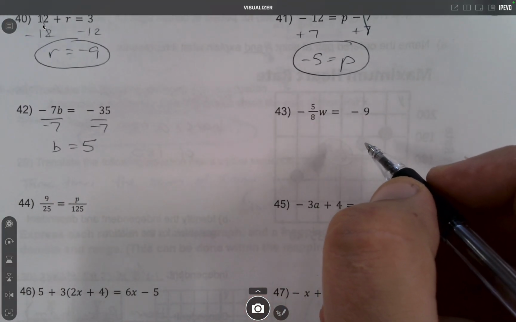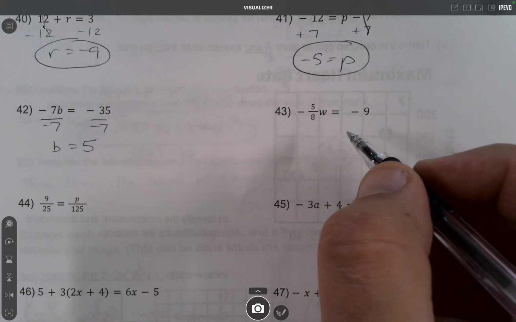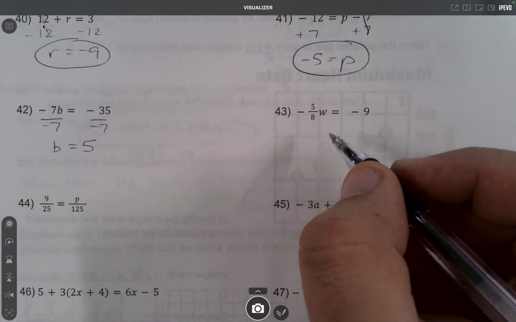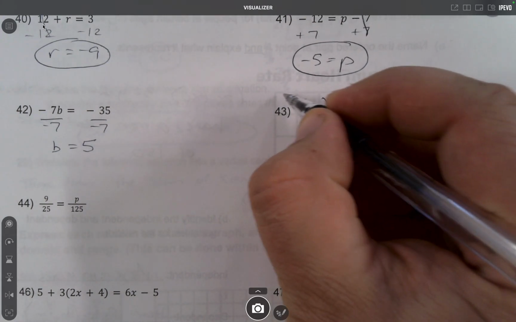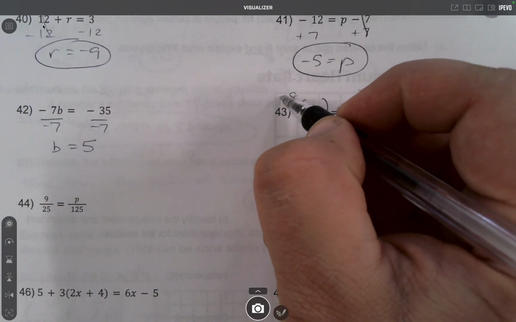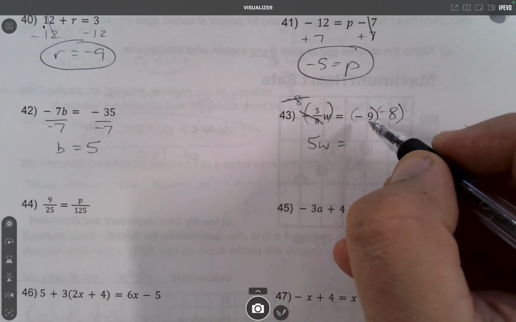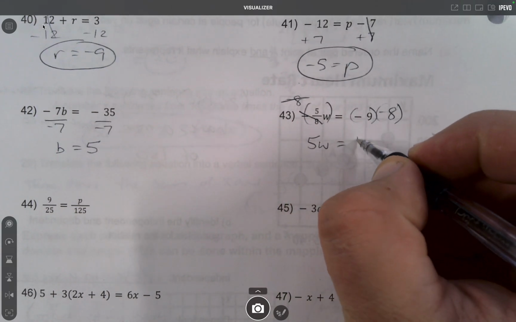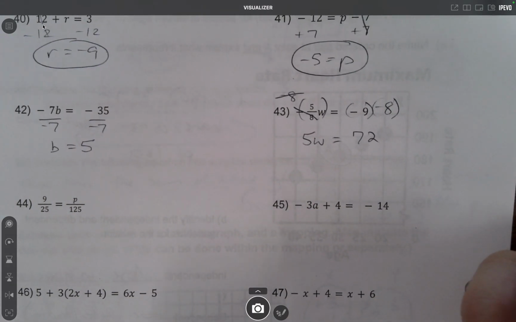Okay, you can do this one in one step or two. I'm going to choose to do it in 2 steps. We want to get rid of the 8 that's in the denominator, and I'm going to get rid of the negative as well. So I'm going to multiply both sides by negative 8. So that cancels out the negative and the 8 on this side, leaving 5w. And negative 9 times negative 8 gives us positive 72, because 2 negatives when multiplied give us a positive.